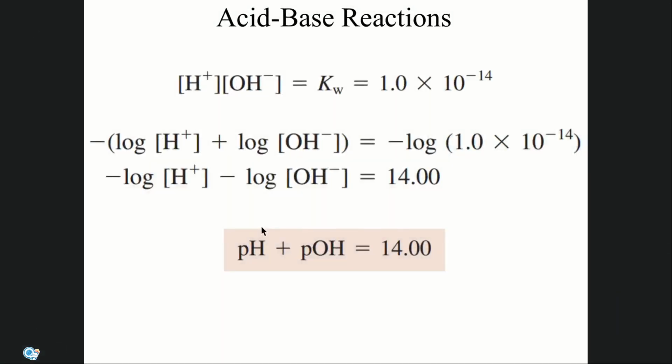Now, consider again the ion product constant for water at 25 degrees, which is this one. And from the definition of pH and pOH, we obtain that the sum of pH and pOH is exactly 14. This equation provides us with another way to express the relationship between the H plus ion concentration and the OH minus ion concentration.